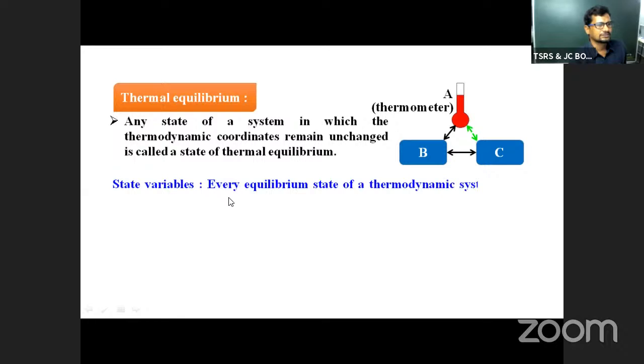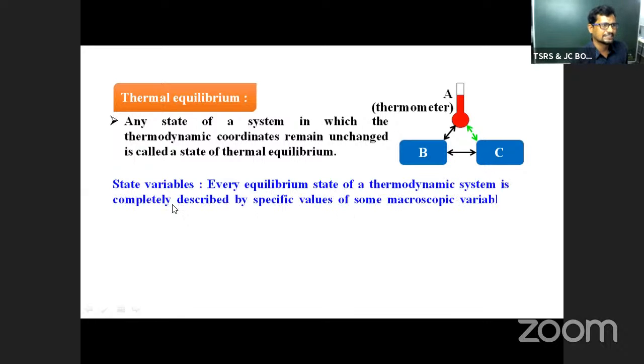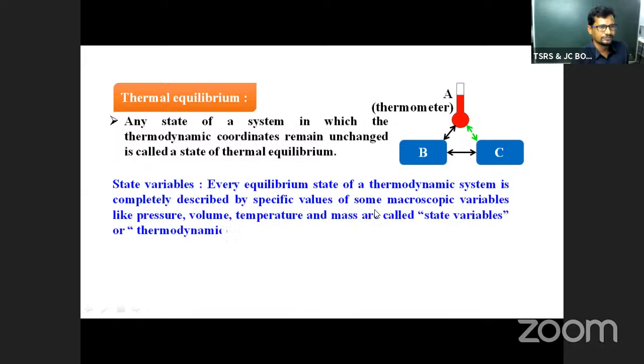State variables. Every equilibrium state of a thermodynamic system is completely described by specific values of some macroscopic variables like pressure, volume, temperature, and mass. These all are called state variables or thermodynamic coordinates: pressure, volume, temperature, and mass.